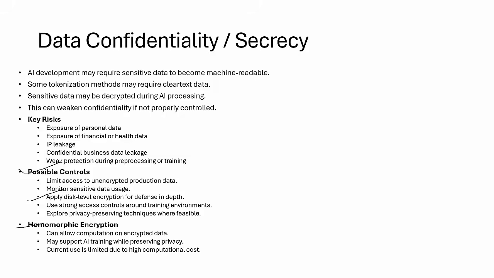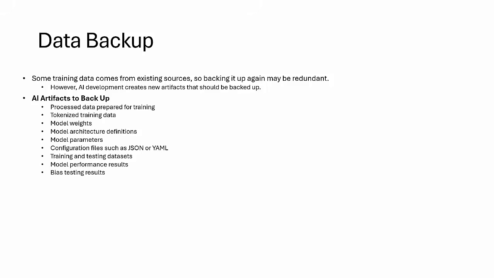Another important part, we need to look at data backups. Some training data comes from an existing source, so backing it up again may be redundant. But AI development creates new artifacts that should be backed up. So we have to take a backup of different data, like processed data for training, tokenized training data, and model weights. So we have to look for all those metrics. Is it clear? We have to look for all the metrics.